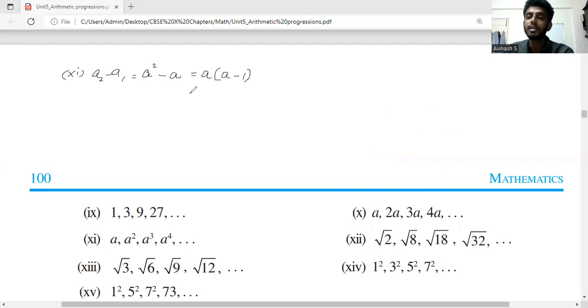So you take A as common, you get A into A minus 1. You need not do this common out step also. You can just leave it as such. Then A3 minus A2, that is the third term. Third term is A cube and second term is A square.